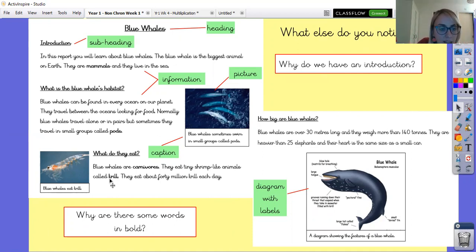So you can see here, it's a word in bold, and another one here, another word here in bold. Can spot another one here. Okay, so why are there some words in bold? Now you may remember this from yesterday. Okay, so what I'd like you to do is just pause the video and have a little chat with someone who's at home with you, about these questions. You don't have to write them down, just having a little think or having a little chat.